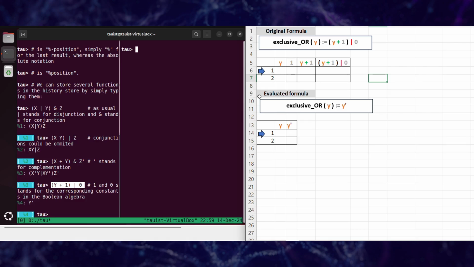So here, this is the XOR, exclusive OR. I will talk about this later. Here, y plus 1 and then OR 0, and this is the original formula. After being evaluated, it is y prime. How did it do that? So let's see. Start here first.